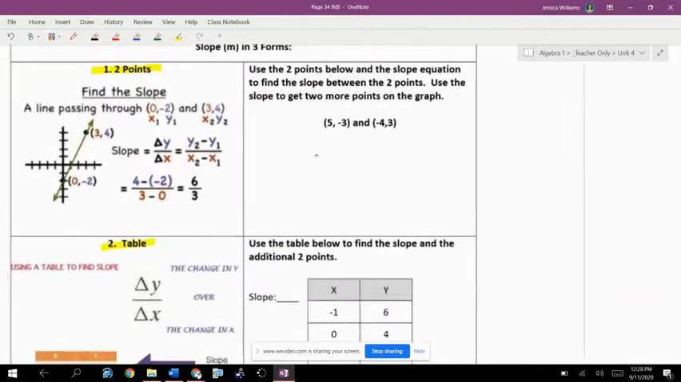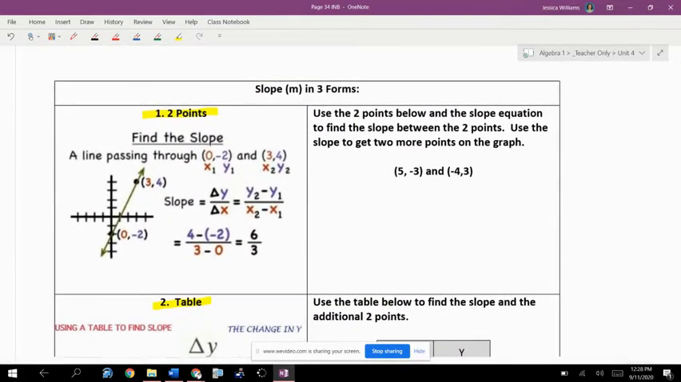So let's take a look at this first one. It says to use the 2 points and the slope equation to find the slope between the 2 points. Okay, great. You may remember this from last year. This might be something that you were asked to use or to memorize. That's wonderful. This is the version I like, and that's the version I'm going to talk about. So these triangles mean something. They mean change in. So these literally say change in y divided by change in x.